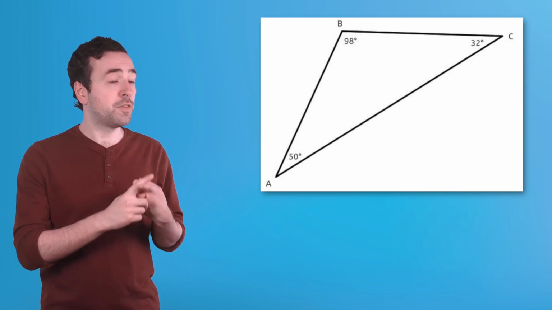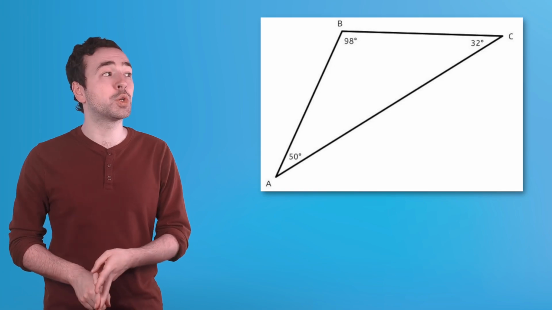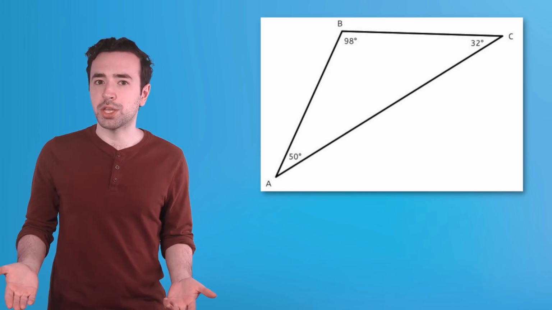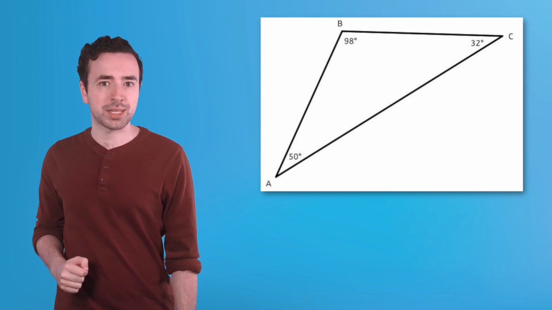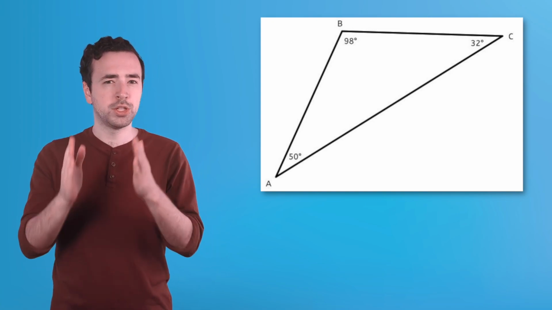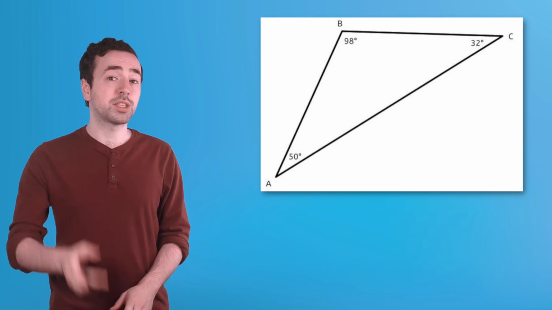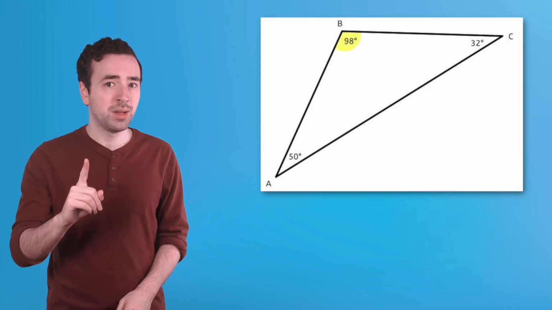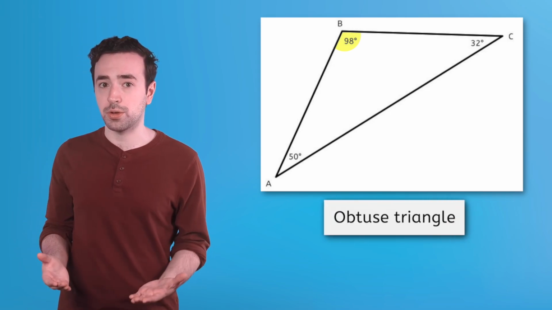Angle A is 50 degrees. That's an acute angle. Angle C is 32 degrees. That's also an acute angle. But angle B is 98 degrees. That's an obtuse angle. What type of triangle do you think this is? Since there's one obtuse angle, this entire triangle is classified as an obtuse triangle.